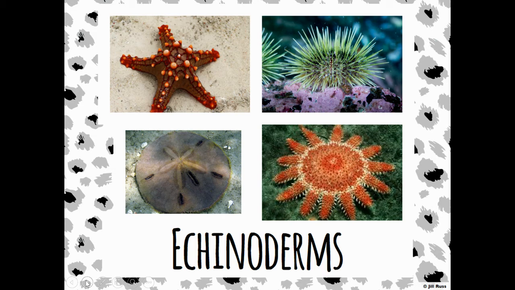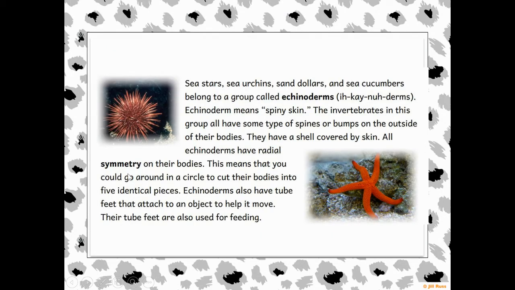The next group of animals are called the echinoderms. And these are going to be like our starfish and sand dollars and sea urchins, all of these things. Sea stars, sea urchins, so here's a sea star, sea urchin, and sand dollars and sea cucumbers belong to a group called echinoderms. Echinoderm means spiny skin. The invertebrates in this group all have some type of spines or bumps on the outside of their bodies.